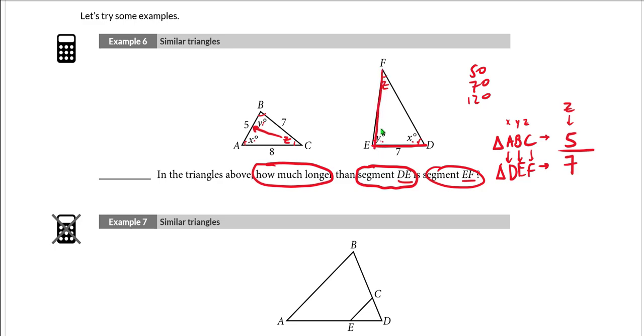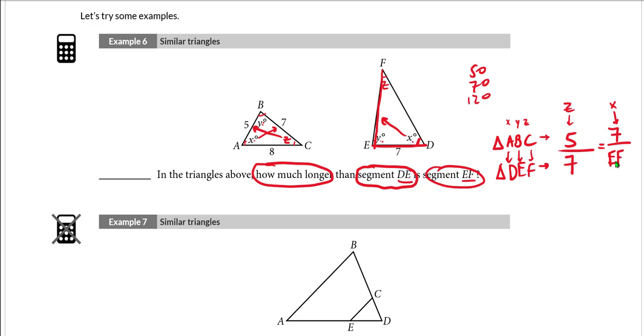So in terms of what I need to do, since EF is across from that X angle, I need to look at the relationship between EF across from the X angle in the larger triangle to BC, which is across from X in the smaller triangle. So here's what I'm going to do. I'm going to set up a proportion. The X angles in the smaller triangle across from the X angle, we have a side of length 7. And in the larger, that's the unknown. That's what I want. That's the EF.